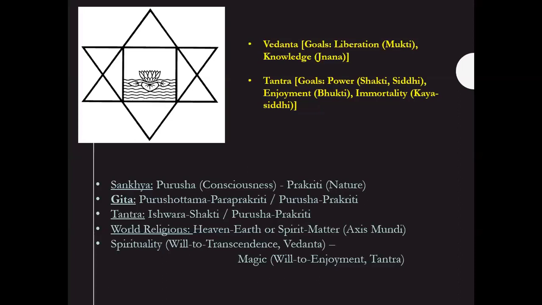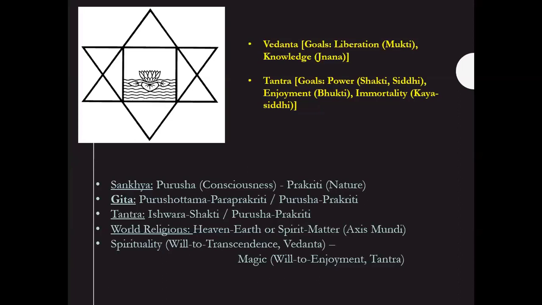This is the entire domain of a set of philosophies that can be encapsulated and stereotyped as Tantra in India. So we can see that this diagram, in a sense, is about these two polarities: the polarity of the will to transcendence and the polarity of the will to enjoyment of the earth and in the earth. So above, you can see how Vedanta and Tantra resolve themselves into goals.